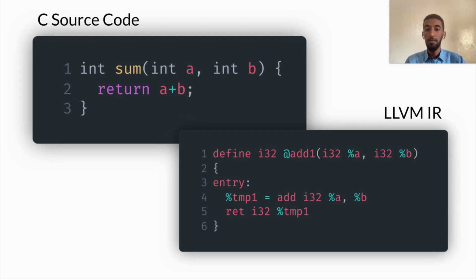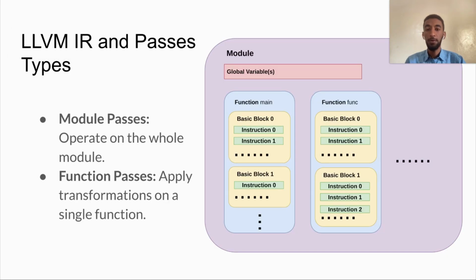LLVM IR is a low-level RISC-like virtual instruction set. It resembles the assembly language in many ways. It is composed of nested elements, the root of which is a module, which is the compilation unit. Each module consists of several functions and other elements. Functions are further broken down into basic blocks, which are sequential groups of instructions that end with a jump instruction.